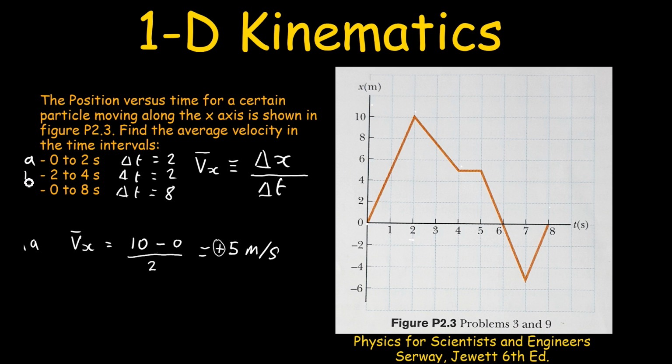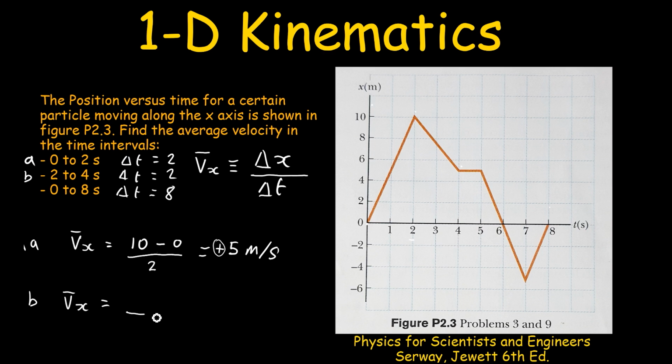Part B, we got a slightly different situation. We got the same time interval, but we have a negative gradient where the gradient decreases over time. And that suggests that the particle is moving in the negative x direction over that time period.